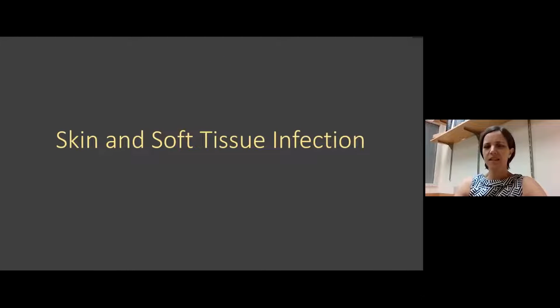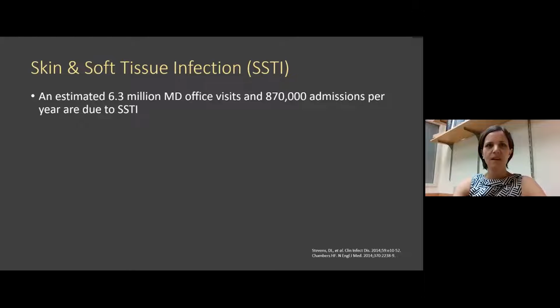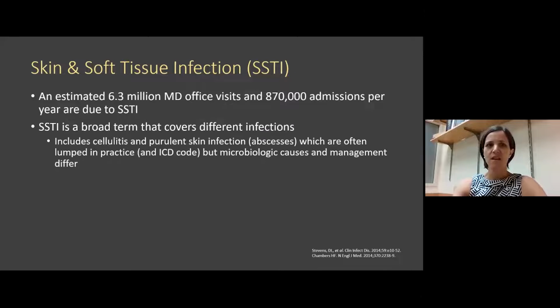So first, let's talk about skin and soft tissue infection. An estimated 6.3 million physician office visits and about 870,000 admissions per year are due to skin and soft tissue infection. Skin and soft tissue infection, though, is a really broad term that actually covers a couple of distinct types of infection. So this includes cellulitis and also purulent skin infections or abscesses, which are often lumped together. And this includes ICD-10 codes. But the microbiologic causes and management of these two different things are different.